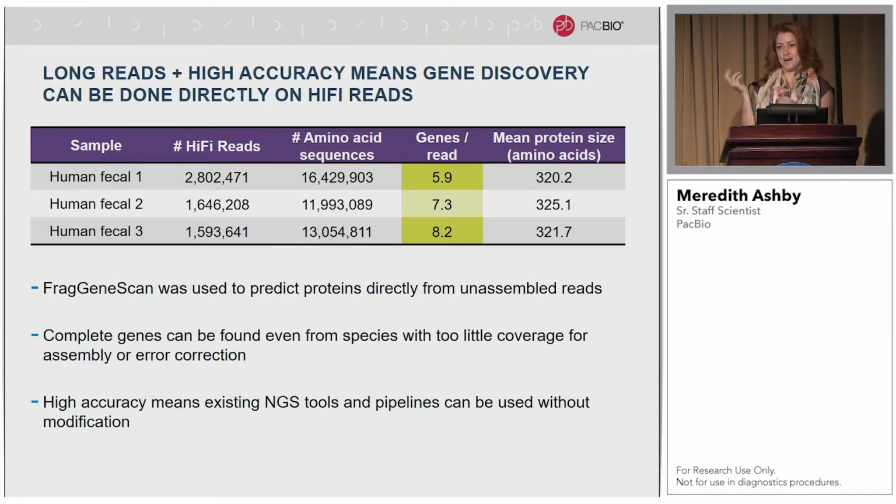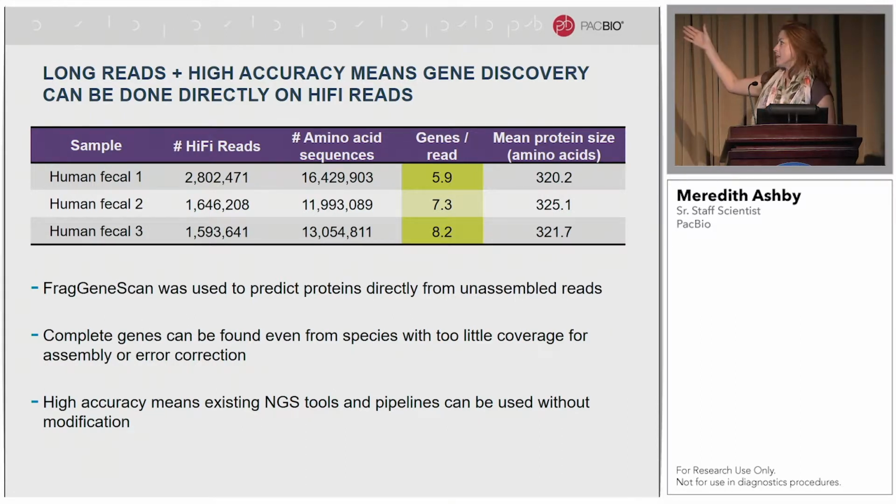Okay, so that's great. That's the data. The data looks good. What can you do with it? So what you can do with it is find genes. Right? And so this is an example of an analysis we did, which is very simple, on the 3 fecal samples, showing that you can take this data and put it directly into whatever platform you're already using to do gene discovery and use it to predict proteins without ever having to do assembly.